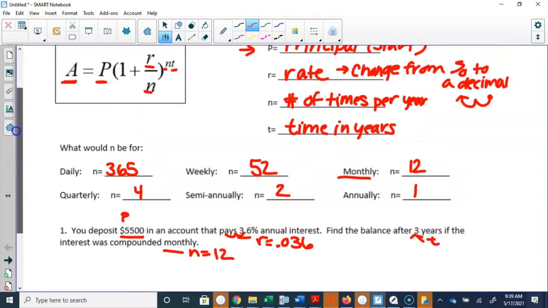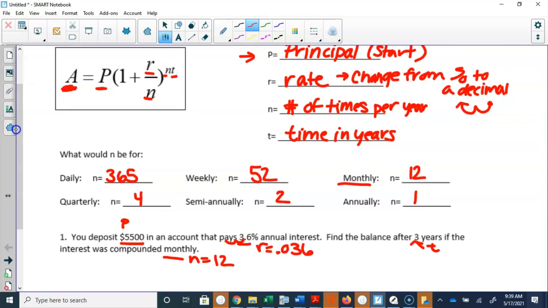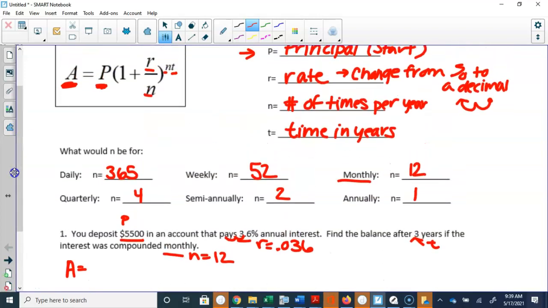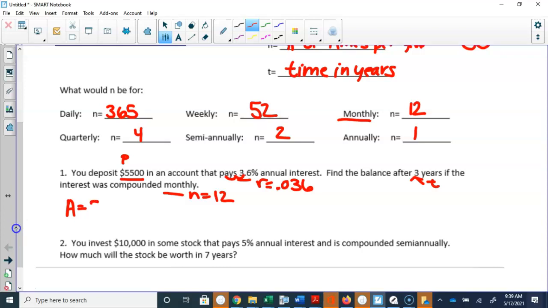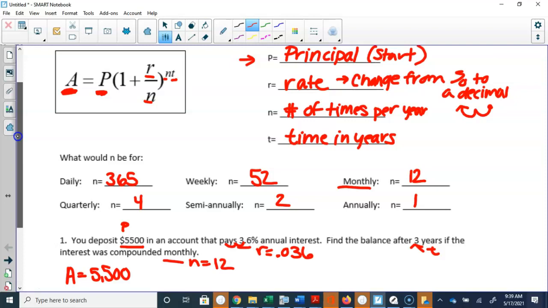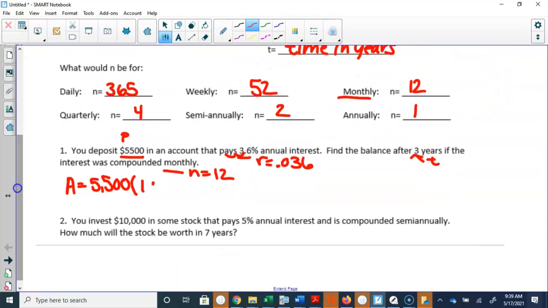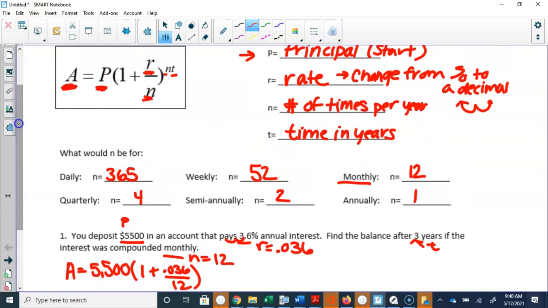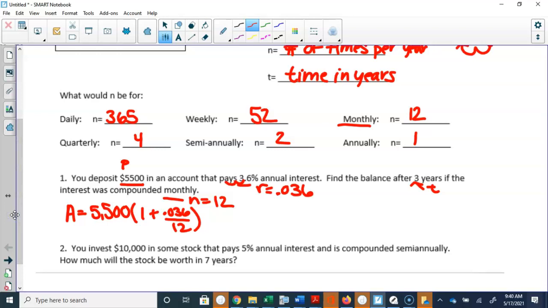Let's use our formula now and let's start plugging things in. So A right here, that's our total amount at the end. A is equal to, scroll back up, P, so P is our starting point, 5,500. Keep going back up to look, times 1 plus R, 0.036, over N, 12. So you can see again, I have my R over my N to the N times T power. So I'm going to put 12 times 3.